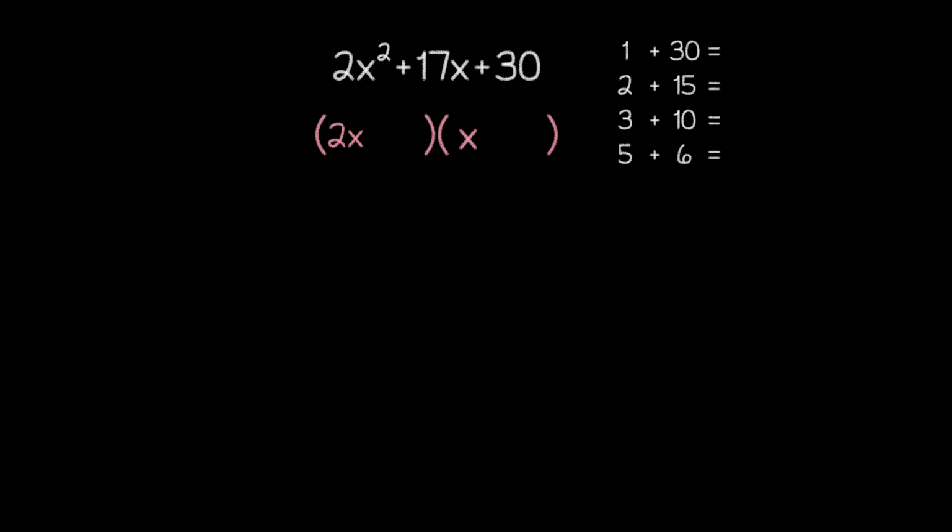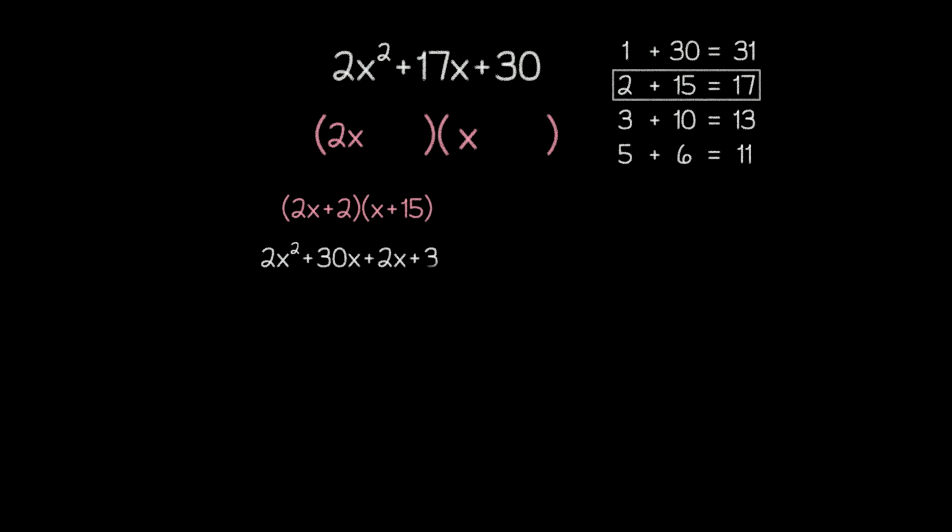So as we've done before, let's list out pairs of numbers that multiply to 30. You might even notice something special about one of those pairs, which is that 2 and 15 add up to 17, the coefficient of our linear term. So let's make a guess at the constant terms of our factors by using 2 and 15. Next, we'll multiply things out to see if this is correct, and we'll eventually see that this is incorrect.